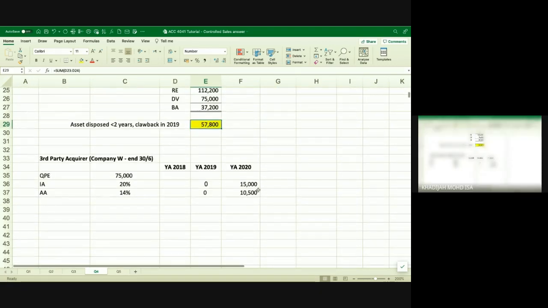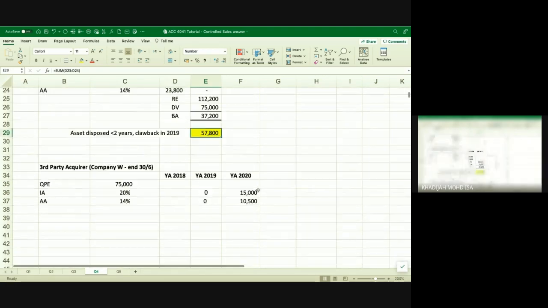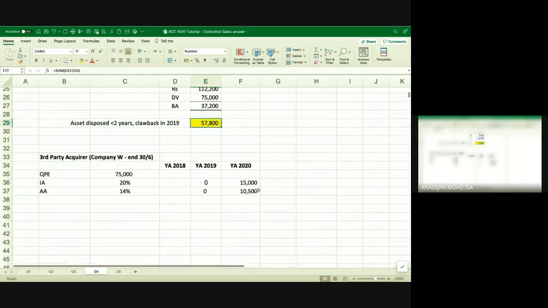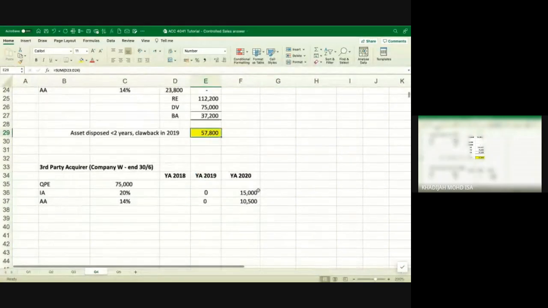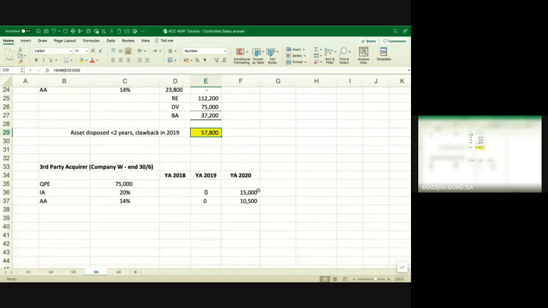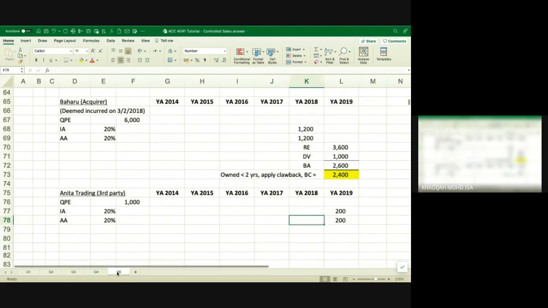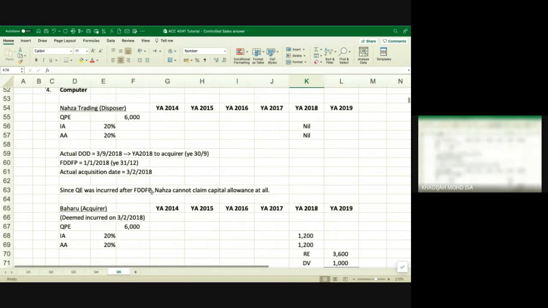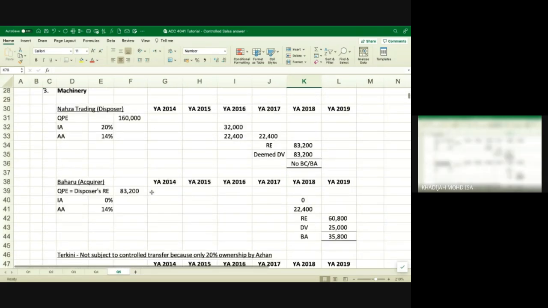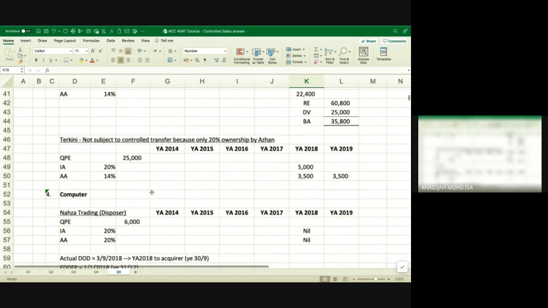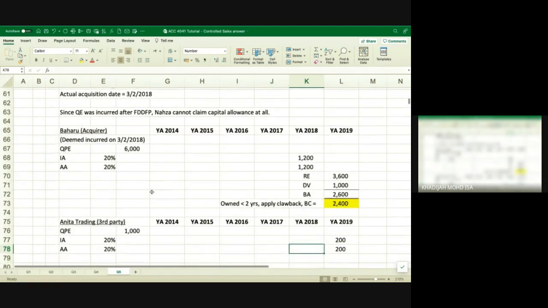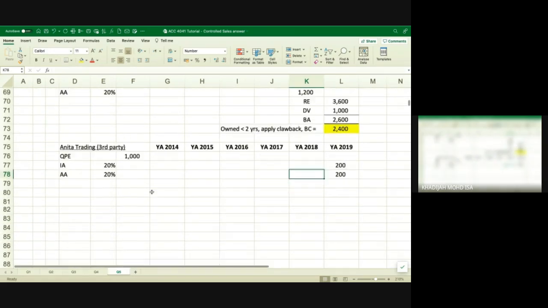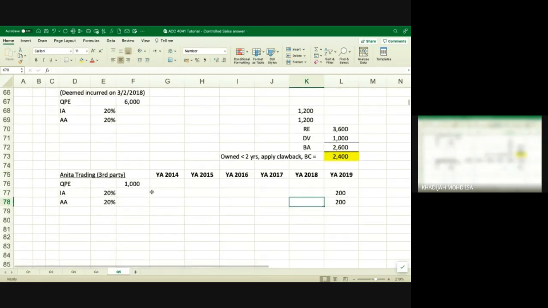And in this question also, you have a control transfer and then you have a third party. So you can see the difference between control transfer, right? How to do the computation, and when there's a third party, how you do this. And question number 5, of course, is the most complicated because not only do you have a few assets, but you have Nahza trading, you have Baharus Neighborhood, and then you have a third party transfer, right? You also have the clawback, and then you also have Anita trading. So this depends on the asset, how it's been transferred from one party to another.